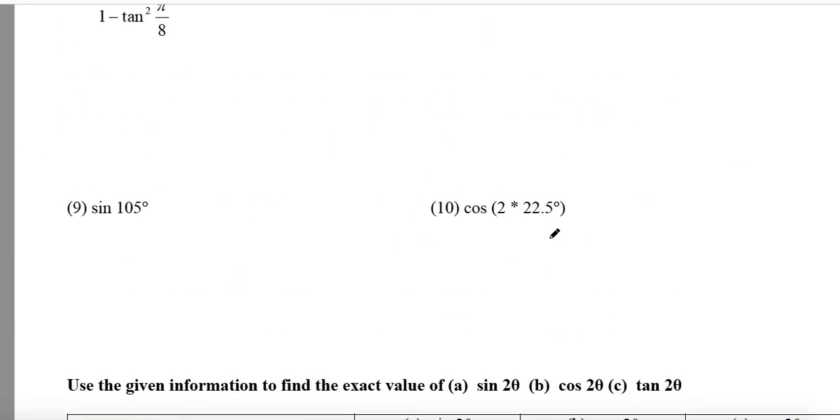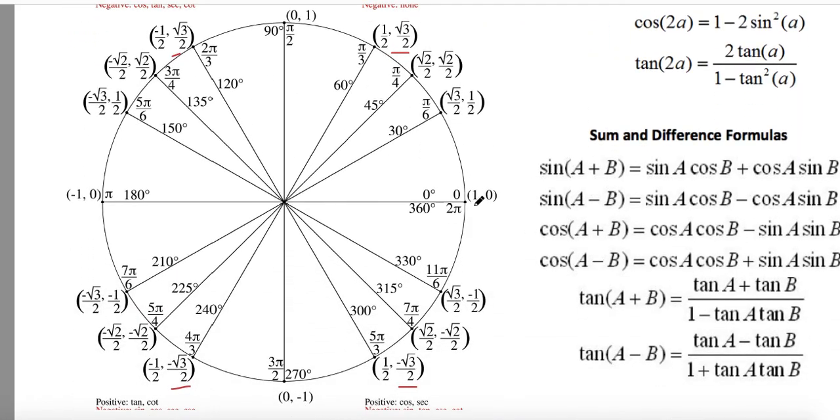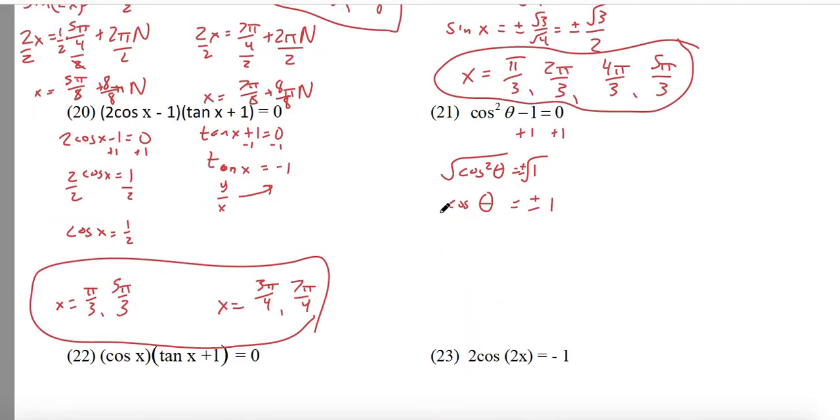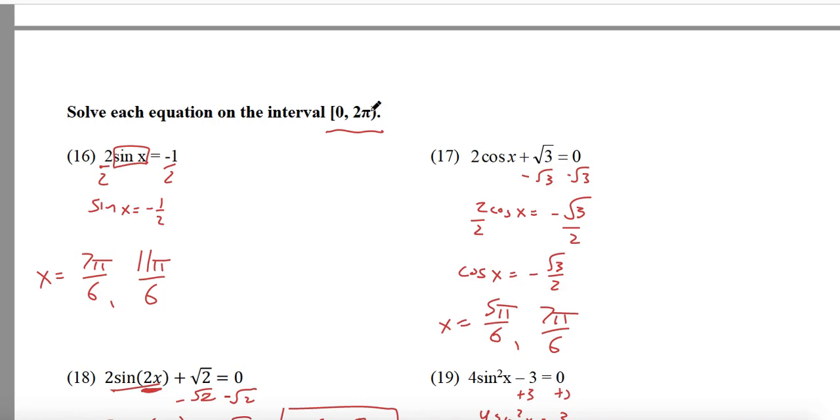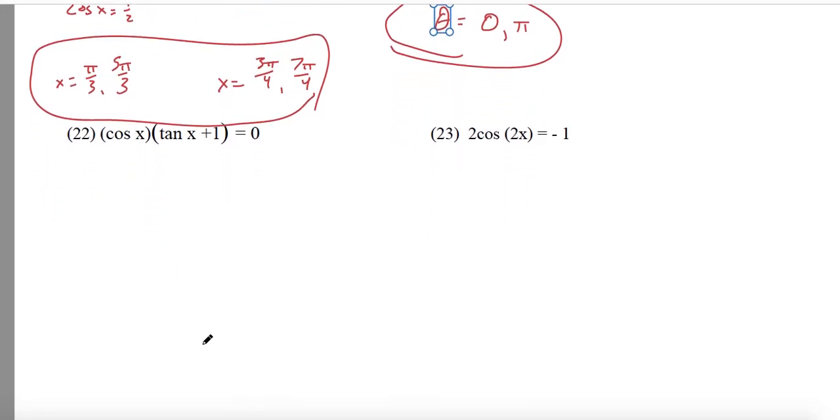Well, cosine theta is x, so we're looking for where x is positive 1 or -1. That would be right here and right here. And our answers here would be 0 and pi. Notice how it's not 2 pi, because we want our answers between 0 and 2 pi, but not including 2 pi. So theta would equal 0 and pi. Those are our 2 solutions for that one.